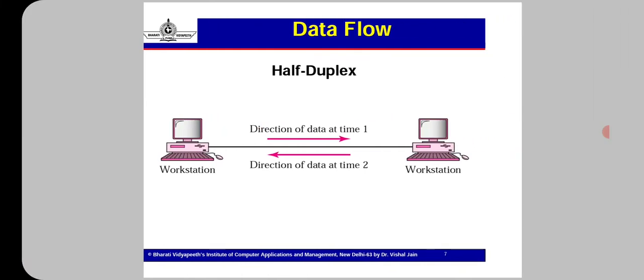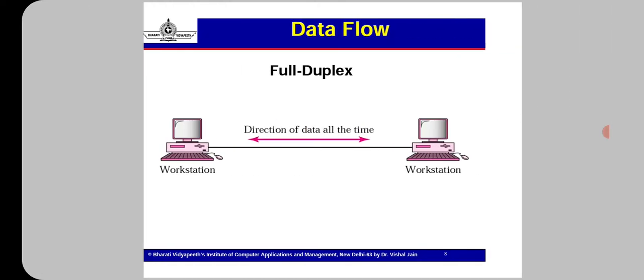The second one is half duplex. Half duplex means two computers or two devices are connected with each other, and only one direction of communication is allowed between them at a time. That is, either from sender to receiver, or from receiver to sender. Both directions are not allowed at the same time.